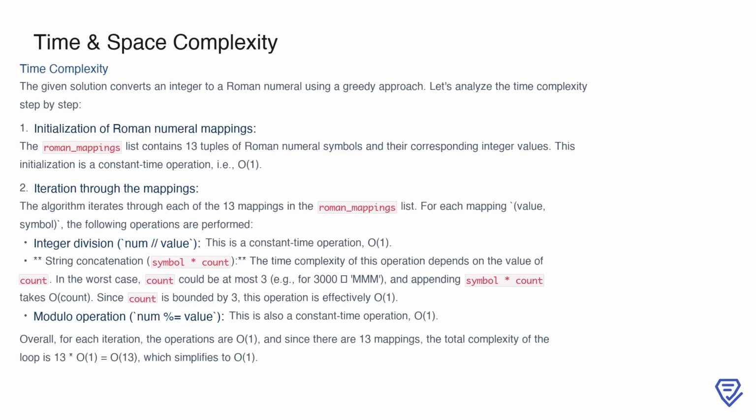In this solution, we use a greedy algorithm to convert an integer to a Roman numeral. To start, we initialize a list called Roman_mappings that contains 13 tuples, each representing a Roman numeral symbol paired with its corresponding integer value. This setup is done once and is a constant time operation, or O(1). Next, the algorithm iterates through each of these mappings, performing 3 key operations for every tuple: integer division, string concatenation, and a modulo operation. Integer division, which determines how many times the current Roman numeral fits into the number, is a constant time operation. Similarly, the modulo operation, which updates the remaining value of the number, is also constant time.